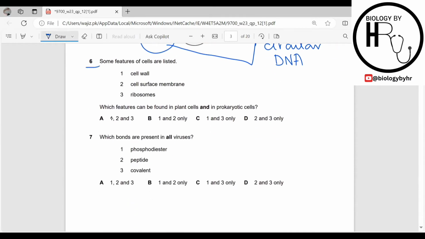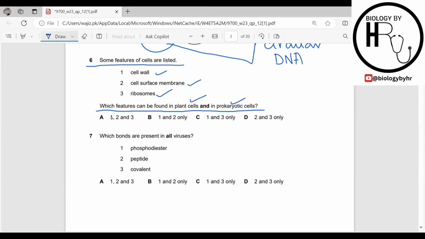Number 6 says that some features of the cells are listed: cell wall, cell surface membrane, ribosomes. Which features can be found in plant cells and in prokaryotic cells? Now they are asking what the common features of the plant cell and the prokaryotic cell are. We all know that the prokaryotic cells are the bacterial cells, right? They are the bacterial cells. Now they are asking what is common in the plant cell and the prokaryotic cell.